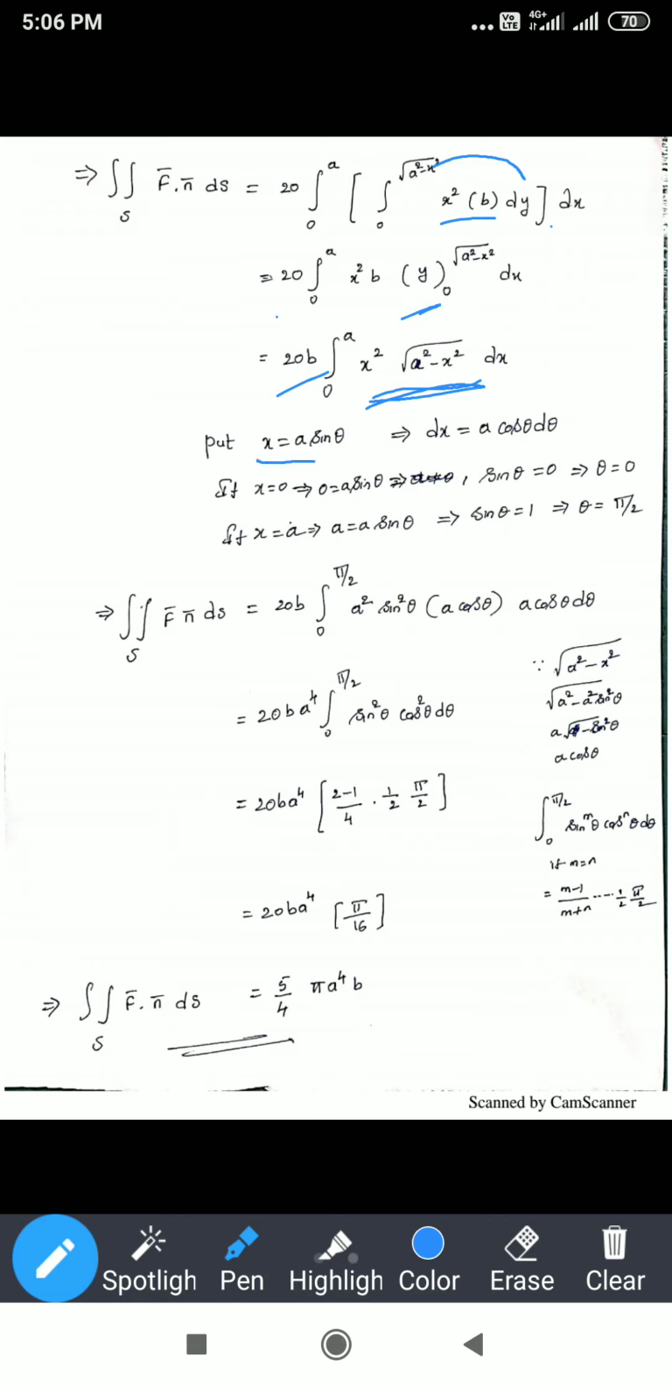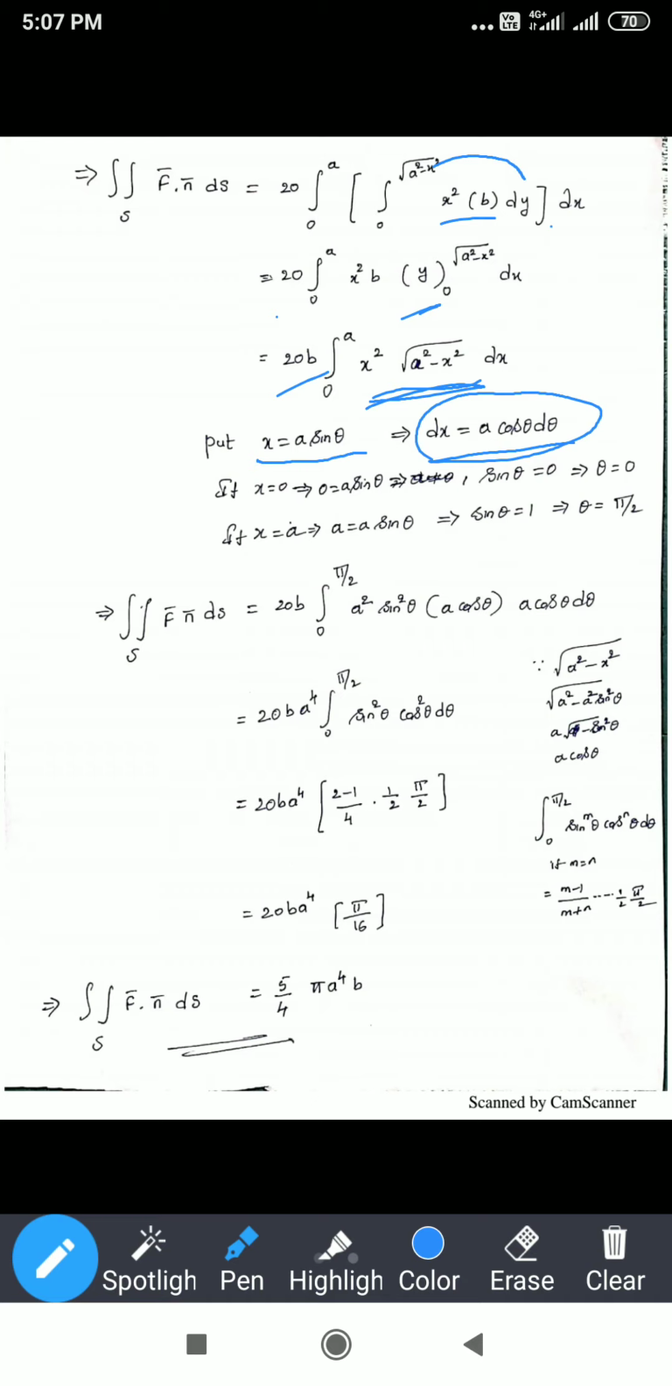For this, substitute x equal to a sine theta. When you substitute x equal to a sine theta, automatically what about dx? Do the differentiation of x: dx is equal to a into, for the differentiation of sine you get cos theta, and d theta. So when you differentiate with respect to theta, you get dx like this.